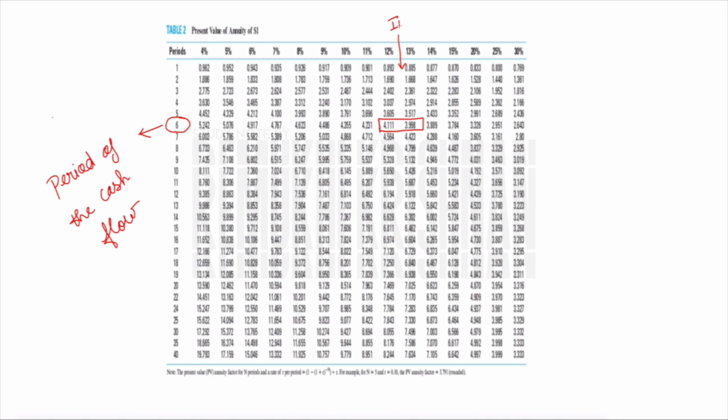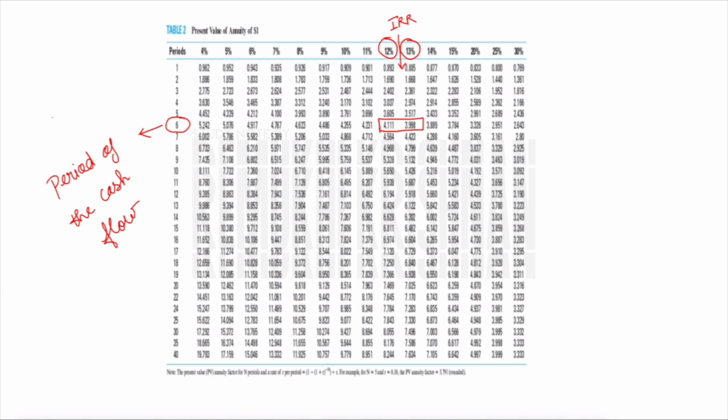So this 12 percentage and 13 percentage are the two rates, one is the lower rate and another is the higher rate. With the help of this, I will be substituting these values in the interpolation formula. Just now we saw that formula, then we will be arriving at our IRR, which will be 12 point something. Okay, let us move further.